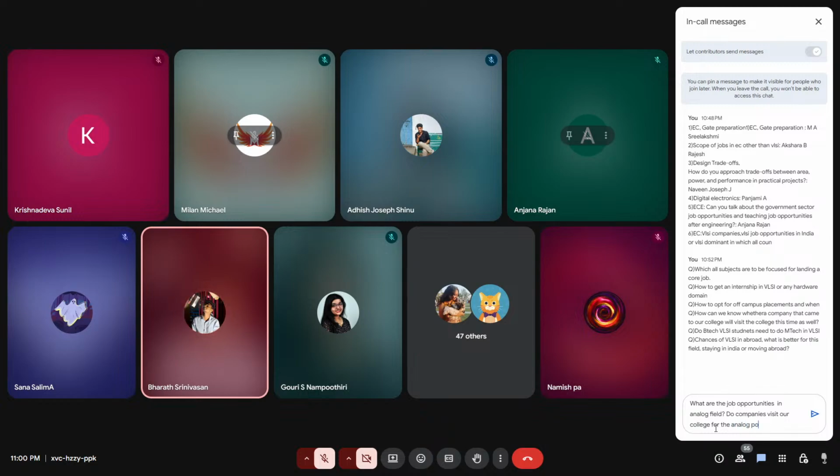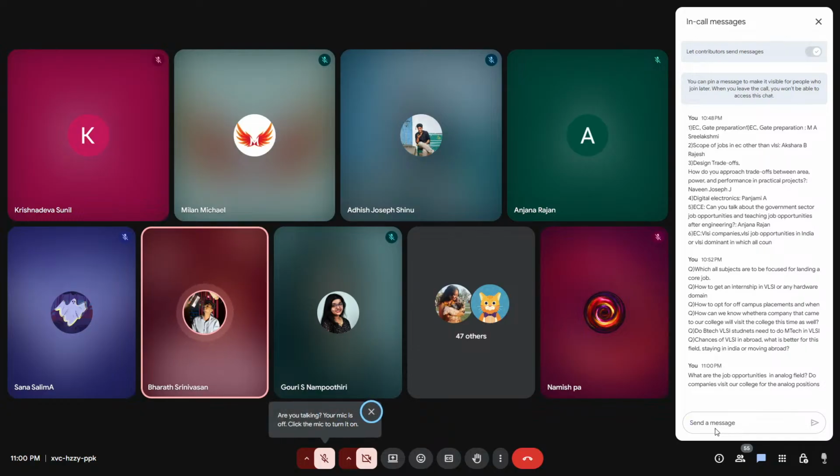How can we know whether a company that came to our college before will visit the college this time as well? Sorry, you can't know. That is a lot of luck. As I told you, Open5 did come before my year, but it never came around during my year. So it's a lot of luck.